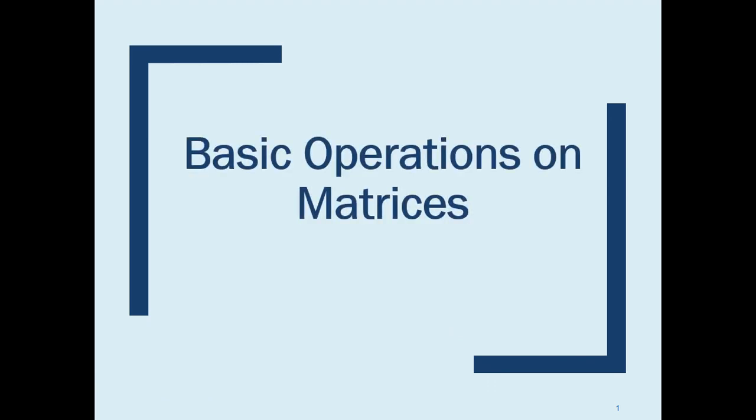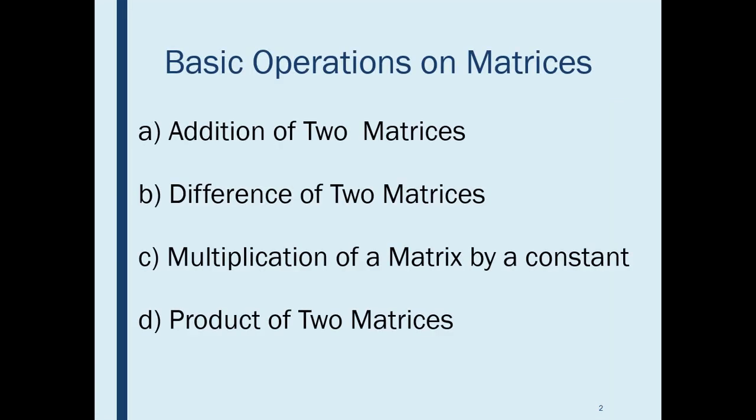Basic operations on matrices. There are four basic operations on matrices. They are matrix addition, subtraction, matrix multiplication with the constant value, and product of two matrices. Please note that matrix division is not defined. Let's discuss each operation. First one is matrix addition.